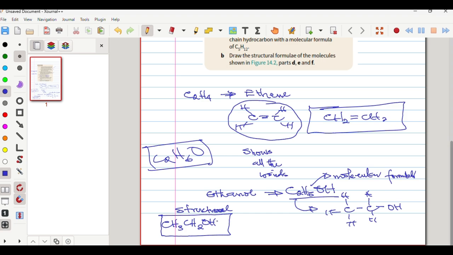Now, for the displayed formula, we show all the bonds. So it means this OH that I write here, I have to remove the H and put the bond between O and H. So this is the displayed formula, and this is the structural formula. It makes sense, right?